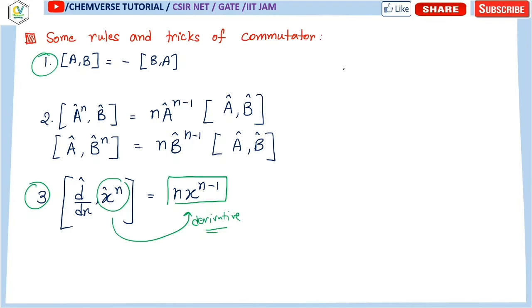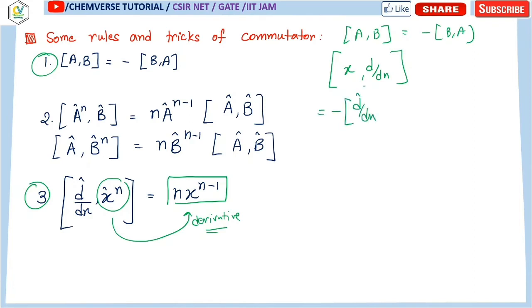Now our expression was the commutator [x, d/dx], isn't it? In order to find it out, it is comparable to the commutator [A, B]. Now the commutator [A, B] is nothing but minus the commutator [B, A]. So I can write minus of the commutator [d/dx, x], with the operator sign.